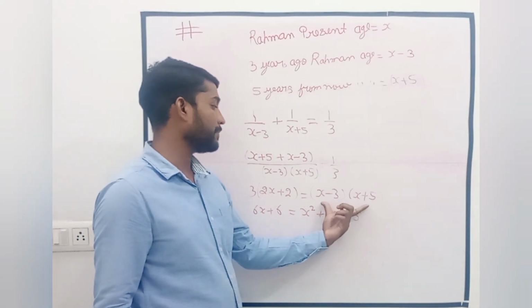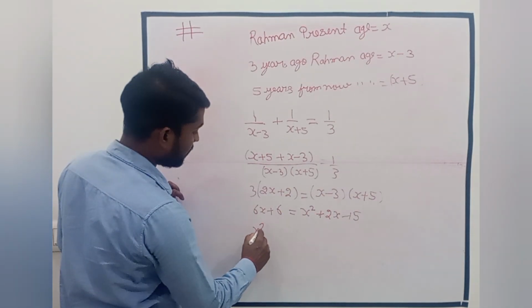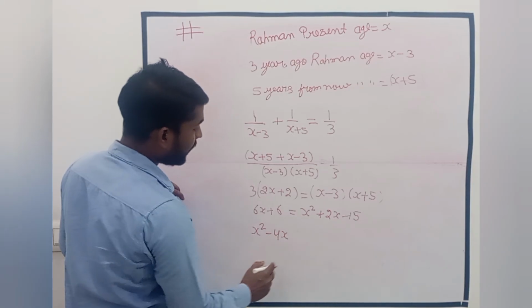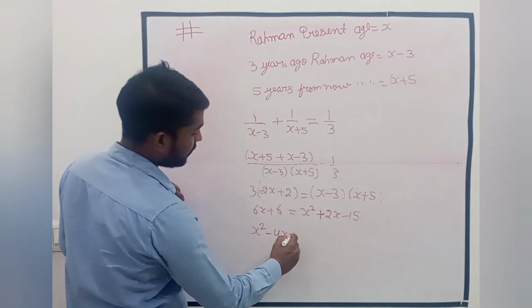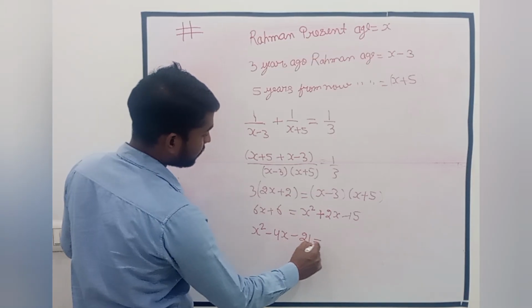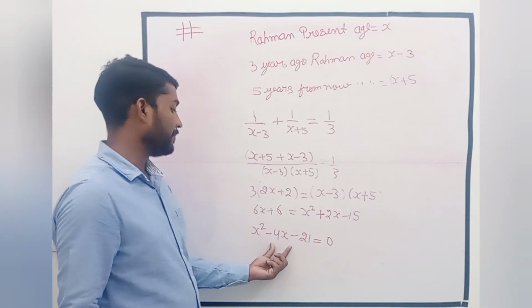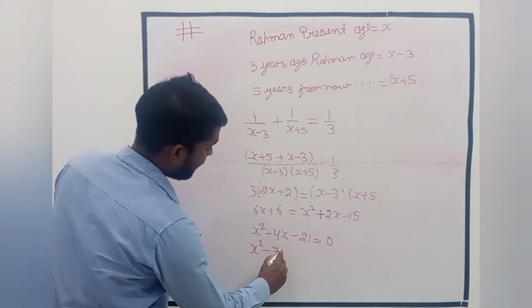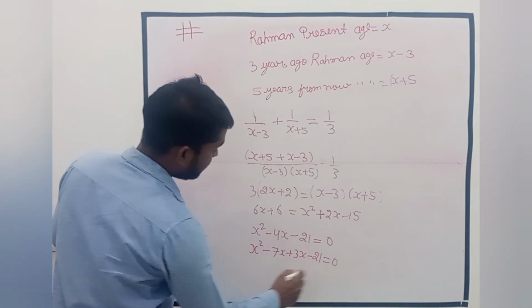This is minus 3x, this is minus 5x plus 5x. This becomes, substituting all of it, x square minus 4x shifted to this side, and we subtract from 2x, and this shifted becomes minus 21 equal to 0. And we take the factors of this, and it becomes minus 4, that will be minus 7x plus 3x minus 21 equal to 0.